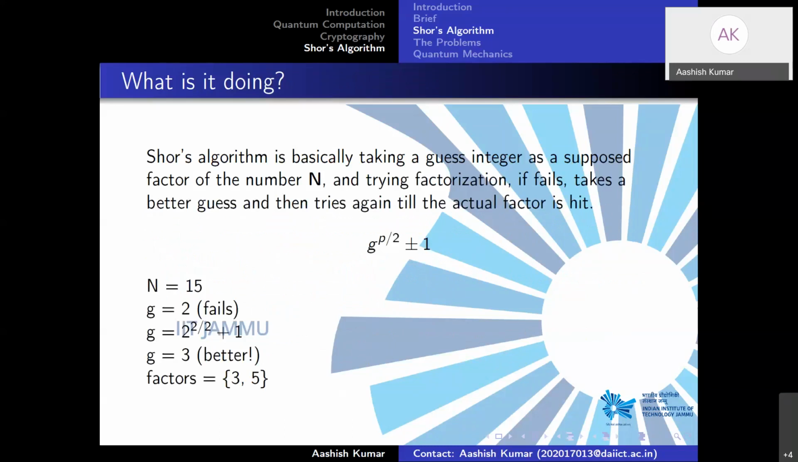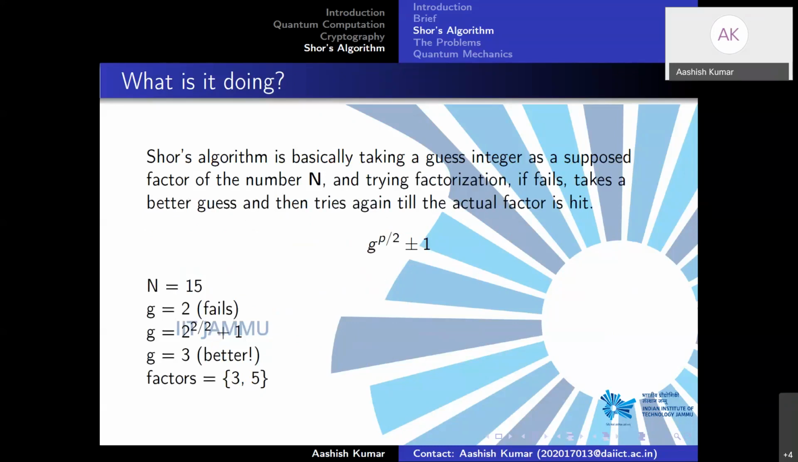Okay, so what Shor's algorithm is doing? Shor's algorithm is basically taking an integer, which will be a guess factor by us, as the supposed factor of the number n, and then tries factorization for that large number n. And if it fails, it will take a better guess and then try again until the actual factors are found.